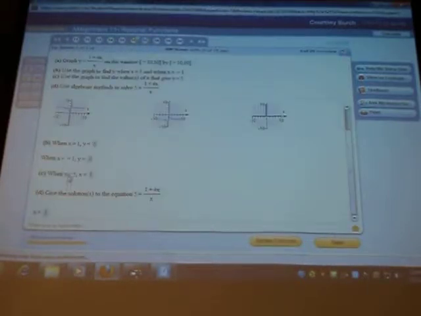C and D are the same question. The exact same question.